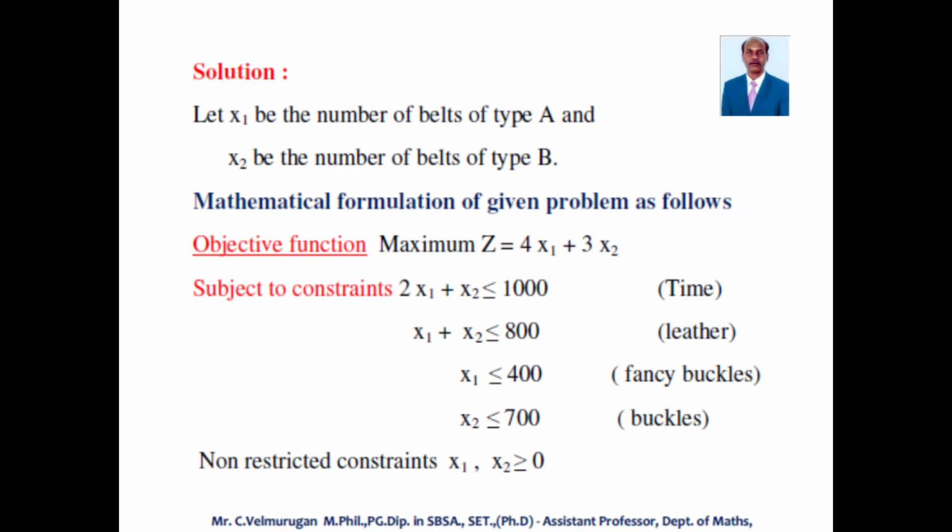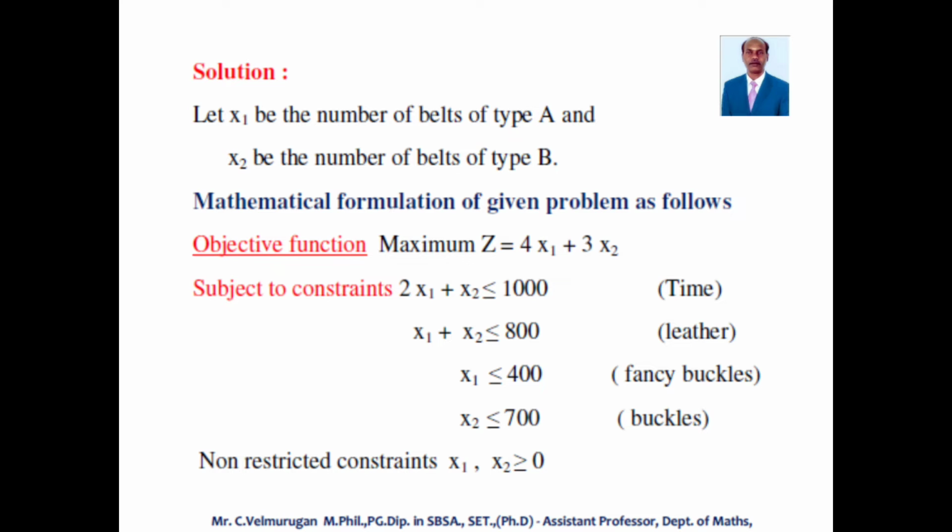For leather availability, for both products x1 and x2, we have only the leather availability for producing 800 quantities only. So x1 plus x2 less than or equal to 800. Here also we can't produce more than 800, so here we can consider less than or equal to.